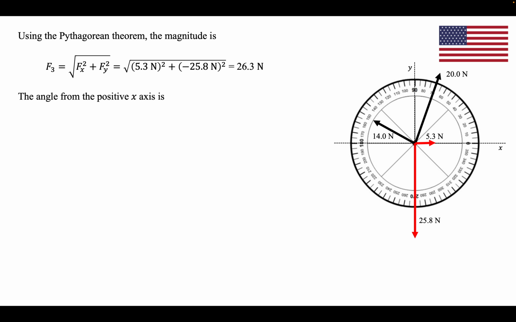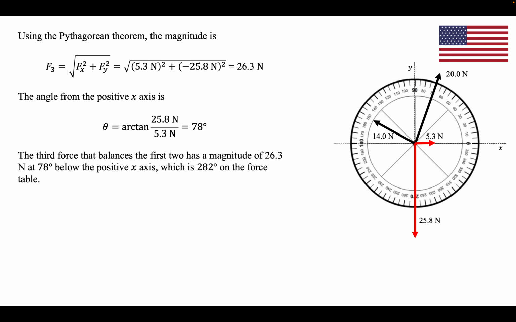The angle from the positive x-axis, this angle down here, it's going to be 80-ish because the y component is so big. The opposite side is 25.8. The adjacent side is 5.3. Arctangent is 78 degrees. So the third force that balances the first two has a magnitude of 26.3 newtons, and it's 78 degrees below the positive x-axis, and that is 282 degrees on the force wheel.